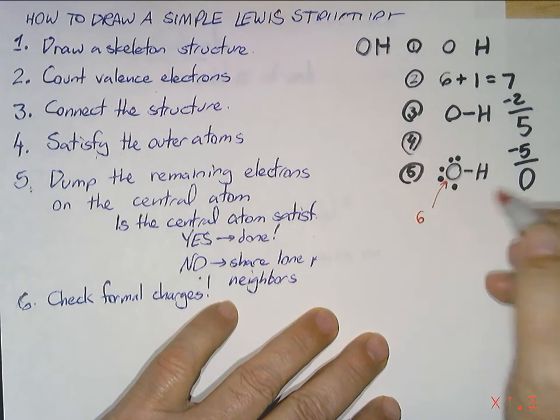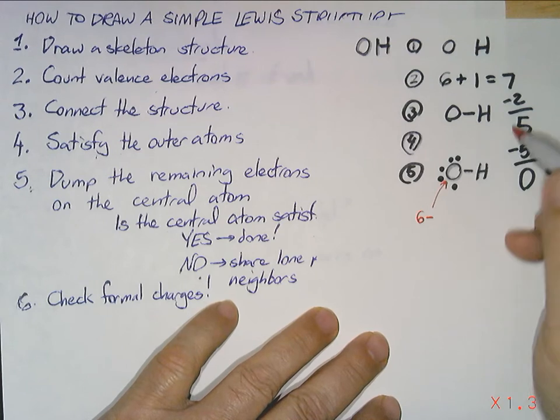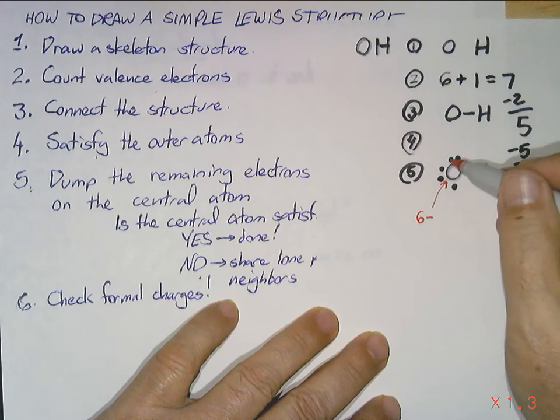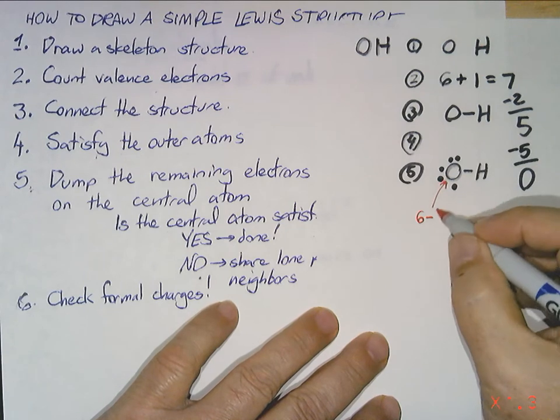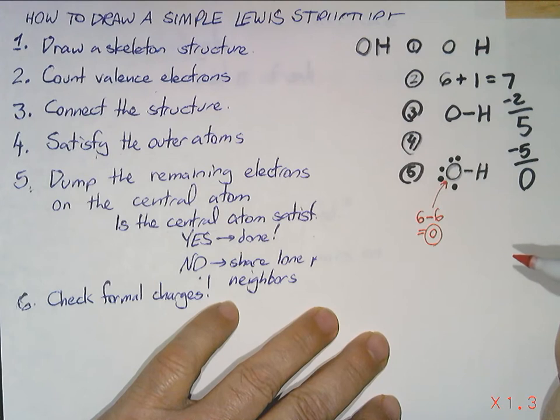6. Minus the number of sticks and dots that are around it in the structure. There's 1, 2, 3, 4, 5, 6 sticks and dots. So there's a 0 formal charge on the oxygen.